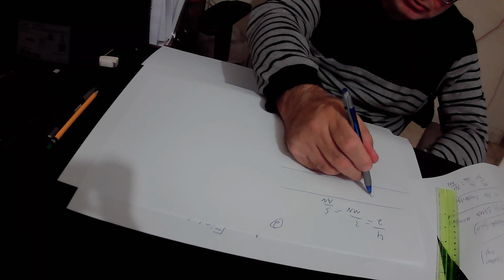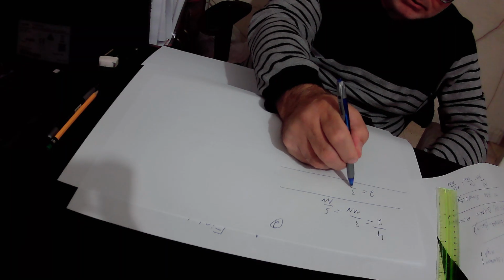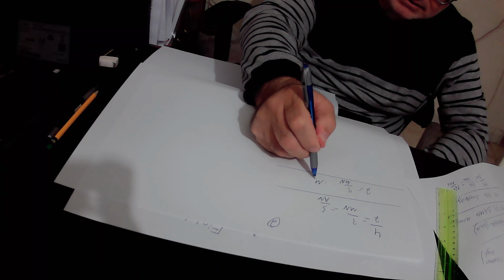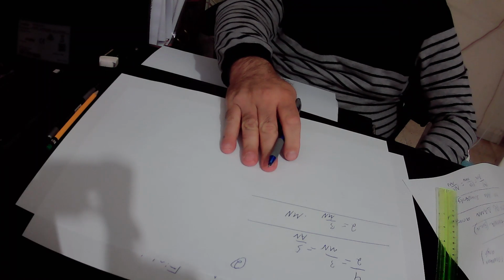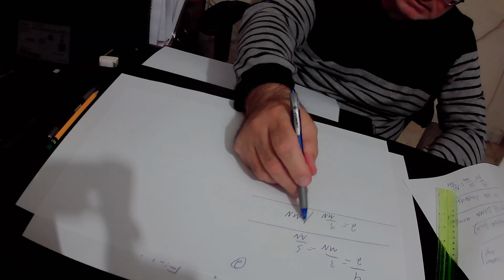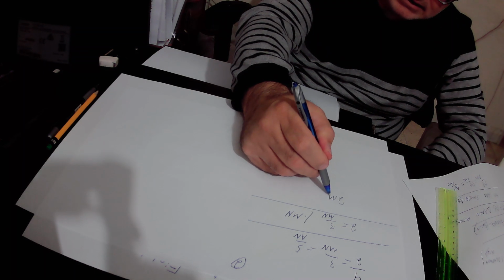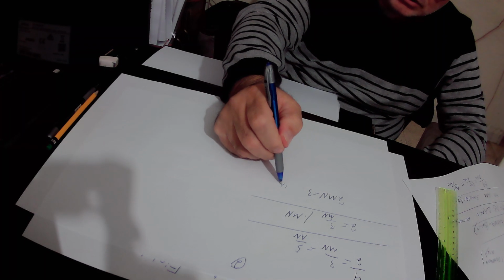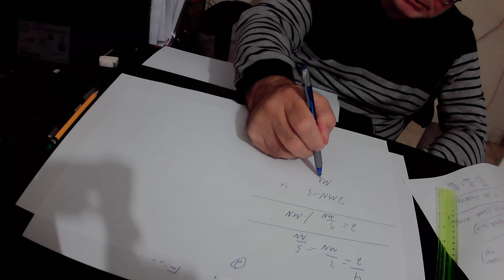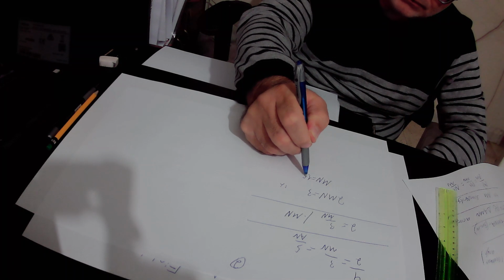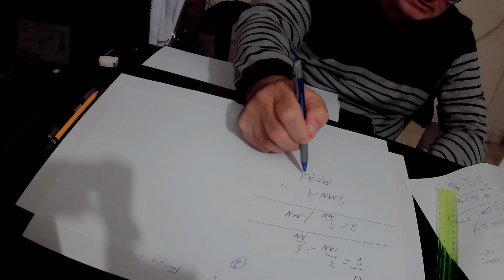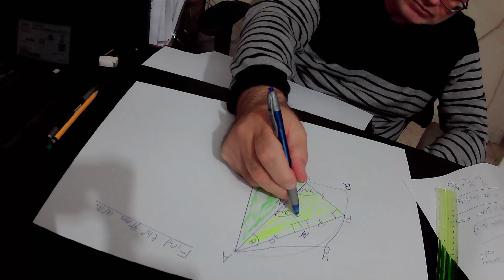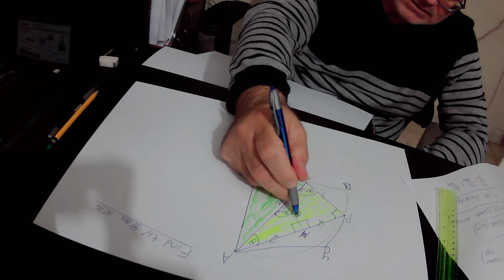4 over 2 is 2, equals 3 over MN. We multiply this equation by MN and we get that 2 times MN equals 3. We divide this equation by 2 and finally we get that MN equals 3 over 2, that is 1.5 units. MN equals 1.5 units.